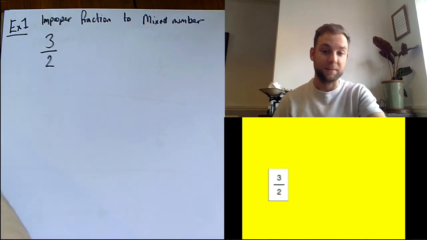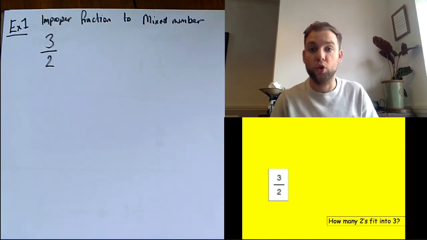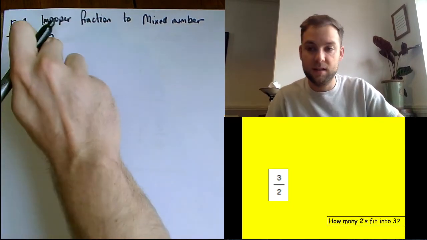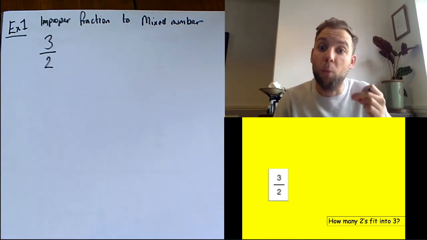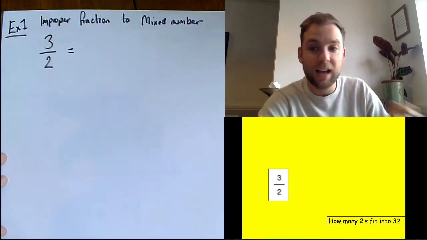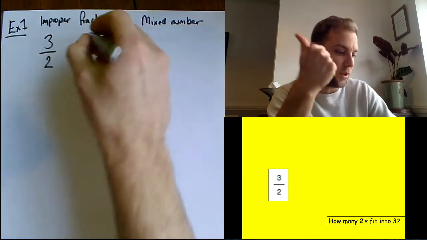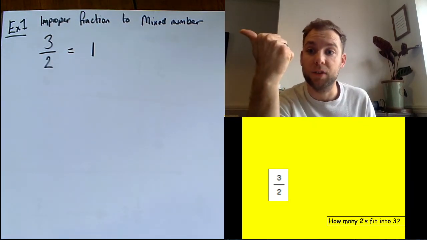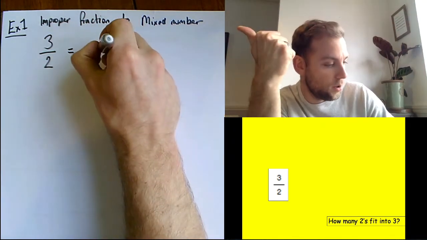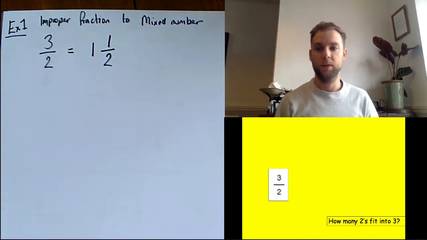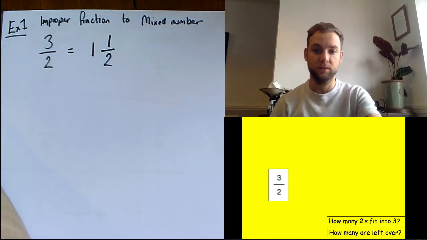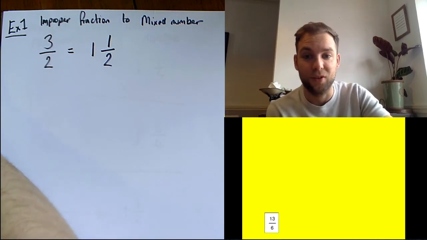So the question I ask myself is, how many times does 2 go into 3, bottom into the top, denominator and numerator, and what's left over? So how many times does 2 go into 3? Well, 2, 4 is too big, so it goes in once, and what's left over? Well, there's going to be 1 left over, and it's out of the 2. Brilliant. So that question is done. And that is exactly how you convert these.